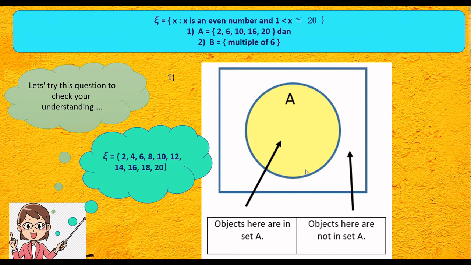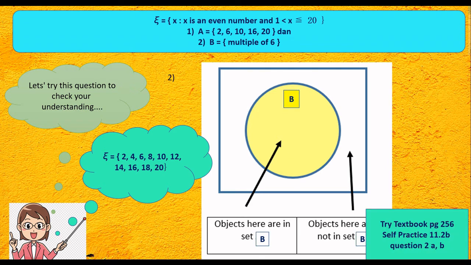So where do I put these 5 numbers? I will put them inside the circle, and then the rest of the numbers, according to my universal set, I will put outside the circle, which are 4, 8, 12, and also 14, 18 will be outside the circle. So please remember each dot will be in front of each number. Okay, so this is the answer for question number 1.